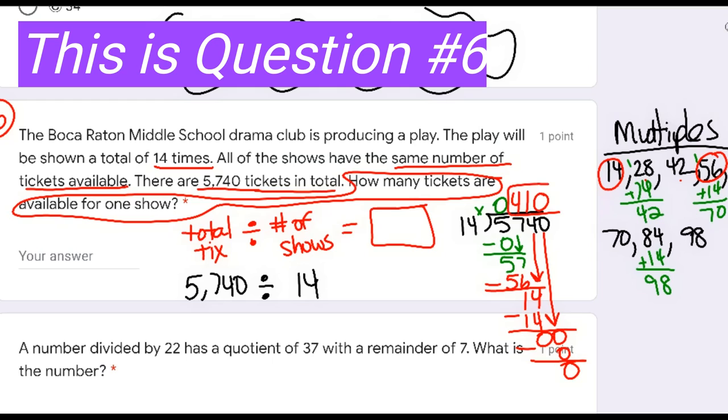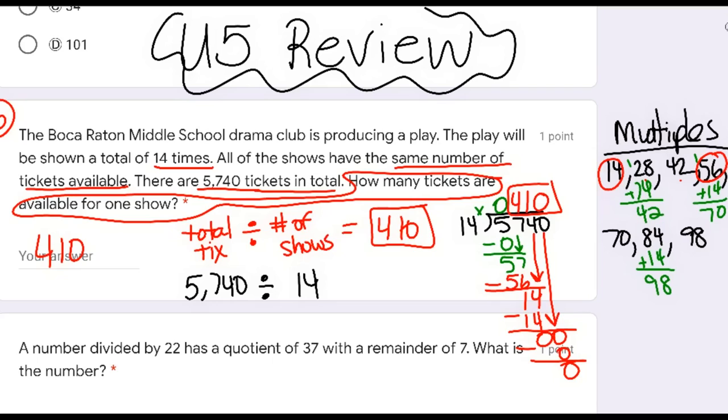My answer is 410. So the answer that I'm looking for was 410 tickets. And that would be what I type in, 410. All right, let's go on to the next problem.